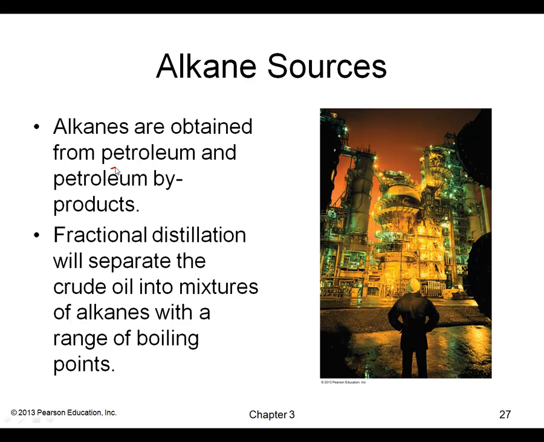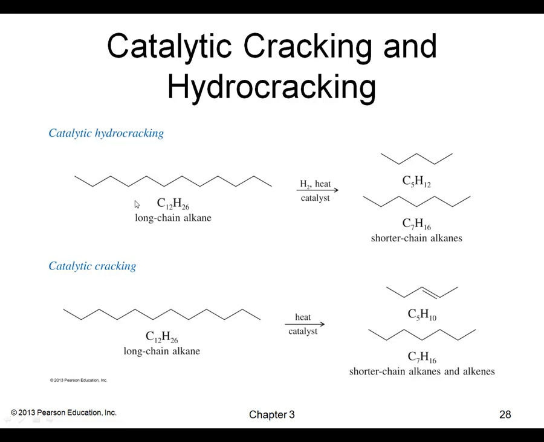Alkane sources. Okay, one of the main sources is petroleum, and what we do is we take it and do fractional distillation, which separates them into mixtures of alkanes that have different boiling points. When we crack alkanes, what we do is we heat them with hydrogen gas, and that breaks down the alkanes into shorter chain alkanes. Okay, so these are examples of catalytic cracking or hydrocracking of alkanes.